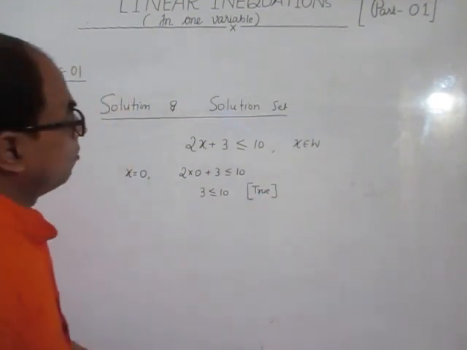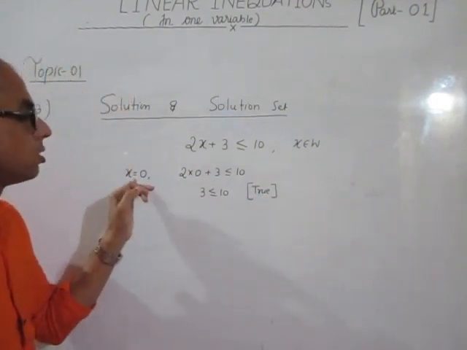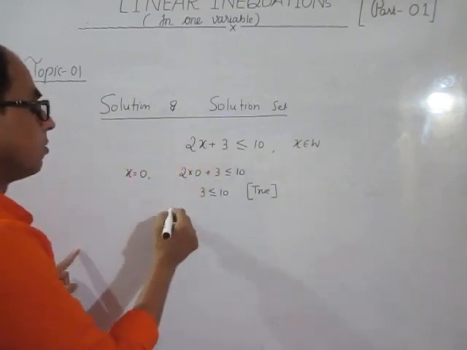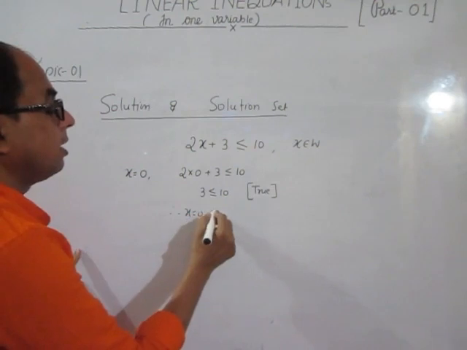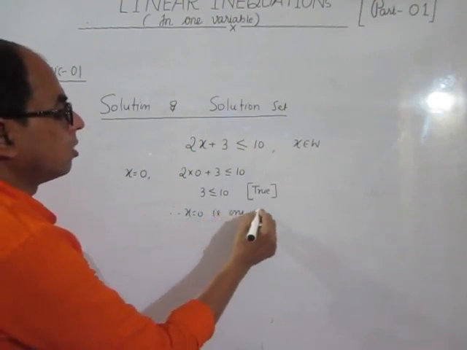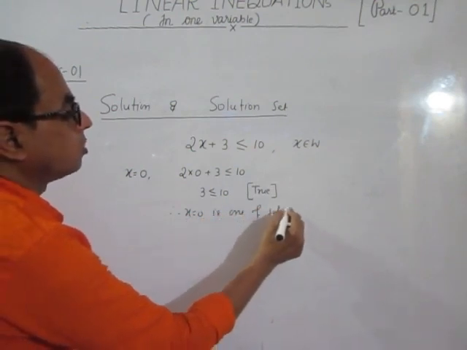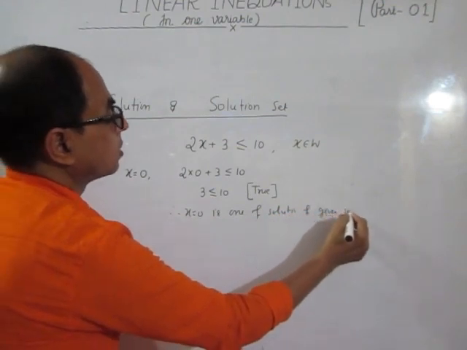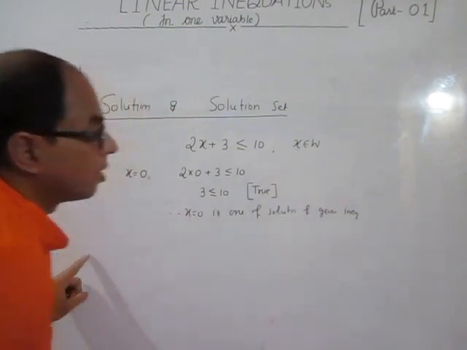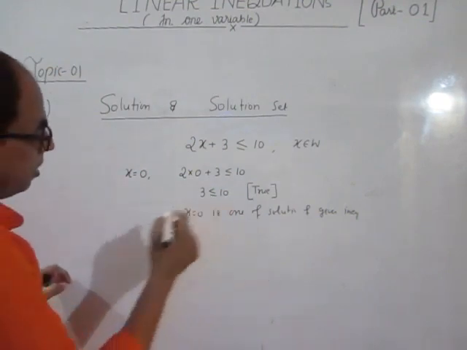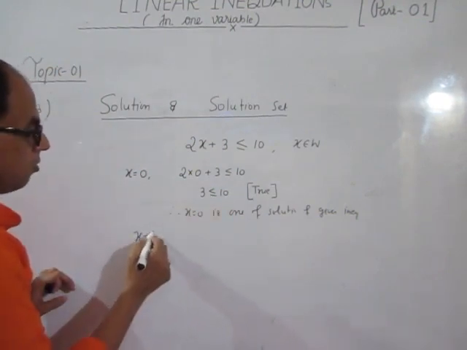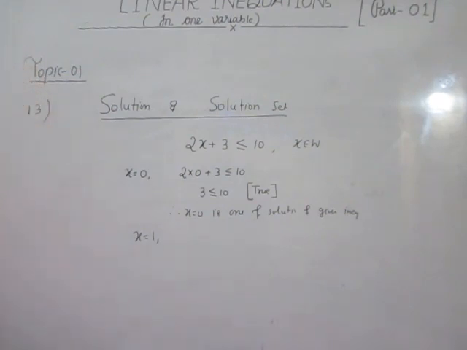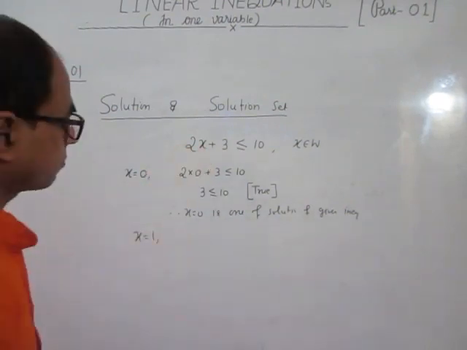So we can say that this is the solution of the given inequation. Therefore, x equal to 0 is one of the solutions of the given inequation. Now let us check another number, x equal to 1. Is it a solution of this inequation or not?